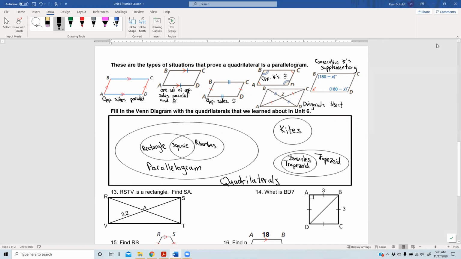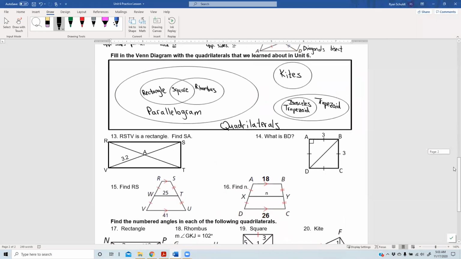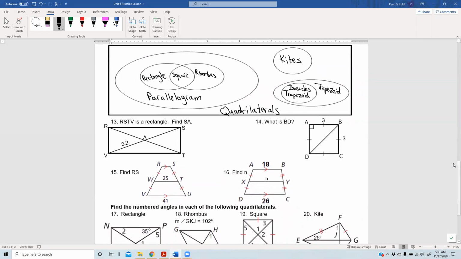Okay, 13, they ask us to find what SA is equal to. SA is this segment right here. It's a rectangle, which means it's a parallelogram, which means diagonals bisect. So SA has to be 3.2. Don't make it complicated. It's really that simple.